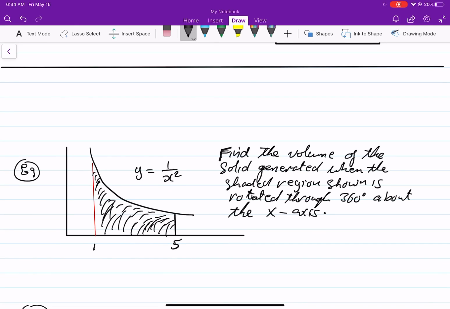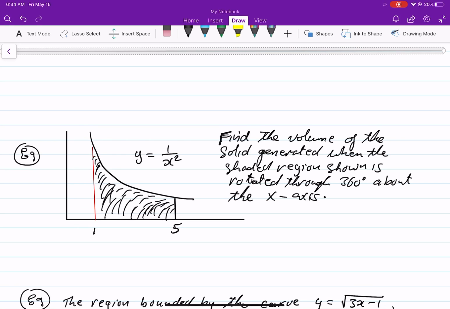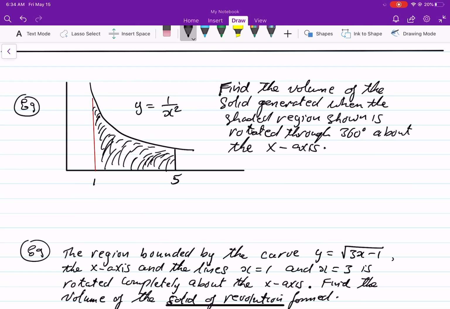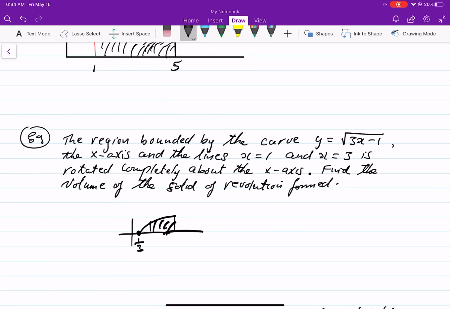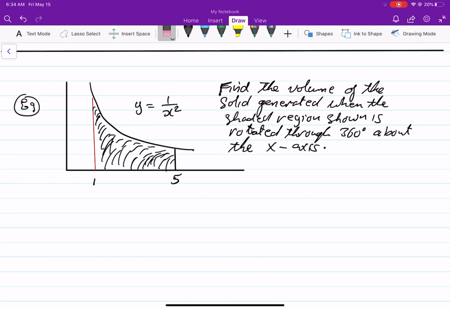Next one. Find the volume of the solid generated when the shaded region shown is rotated through 360 degrees about the x-axis. Not a problem. You should be able to do this with no issues. Okay, let me give myself some space at the bottom. Well, again, if I were to take that shaded region and rotate it completely about the x-axis, I'm going to get a shape something like this.